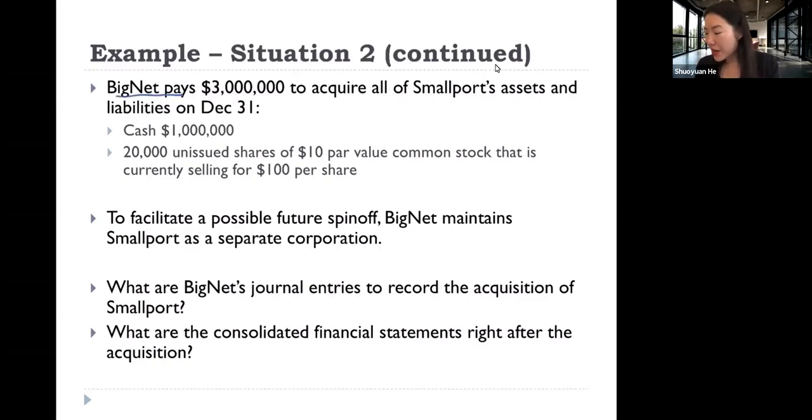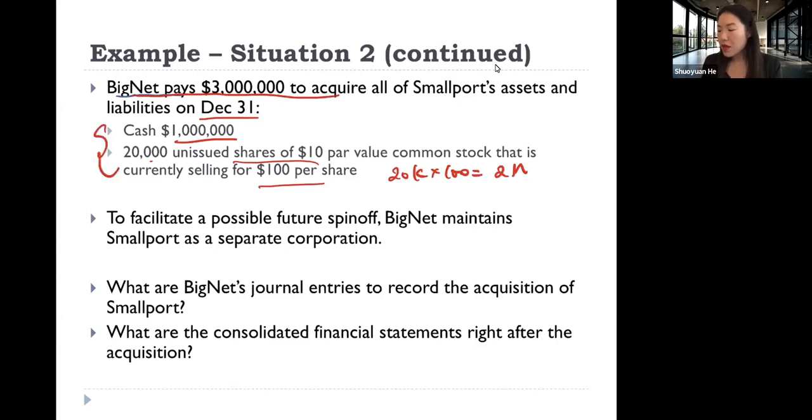BigNet pays $3 million to acquire all of Smallpot's assets and liabilities on December 31st. This $3 million is made up of cash, $1 million, and some unissued stock, which has a total value of 20,000 multiplied by 100, or 2 million. But different from before, to facilitate a future spin-off, BigNet maintains Smallpot as a separate incorporation, or in other words, in this situation, both firms get to survive.